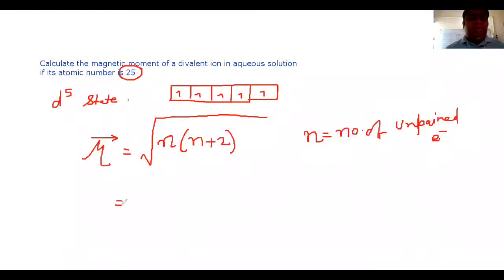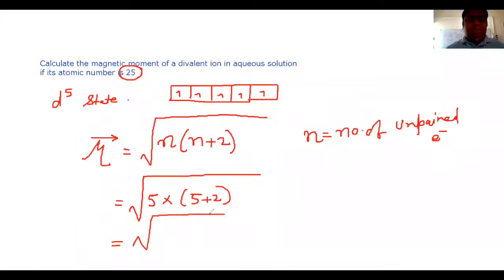So we'll put here the values: 5 into 5 plus 2. So this will be 35. So 35 is not a perfect square, so we have to find out the square root of this. How do we find out the square root? Let us try to find out the root of 35.